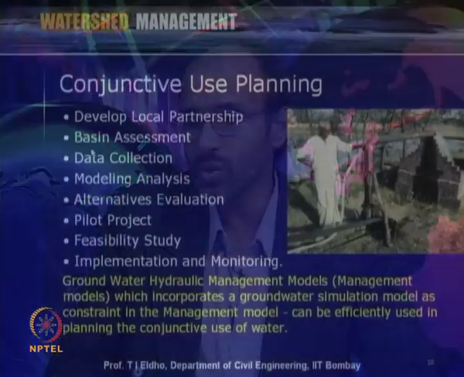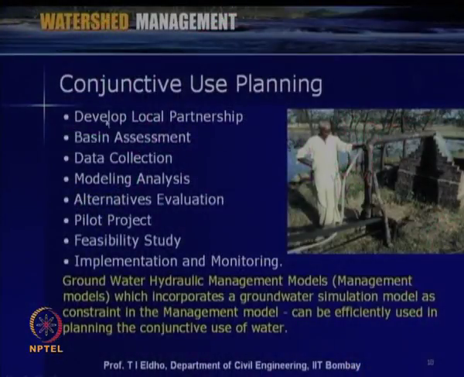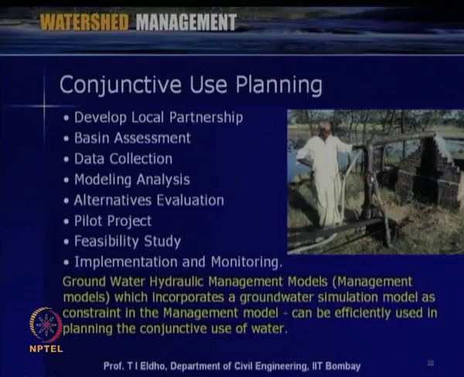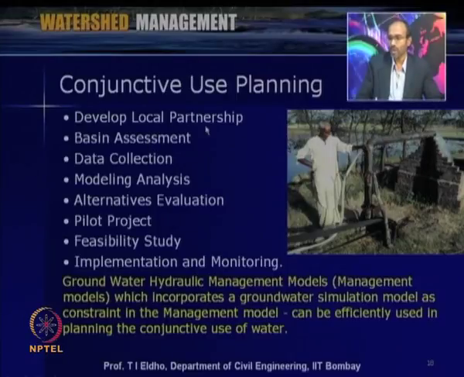So now, while developing a conjunctive use plan, we have to see various issues. We have to develop a management plan as far as the particular watershed or river basin is concerned. So, what are the important issues? We have to see the various issues listed here. Like, we have to develop local partnership. As far as the people in that village or watershed are concerned, we take their help, and through them these various schemes are to be developed. So, we have to develop local partnership, and then we have to assess the basin.